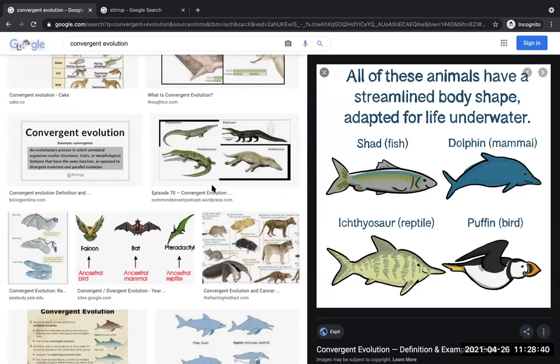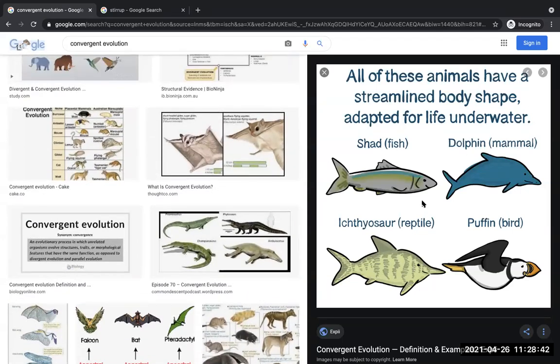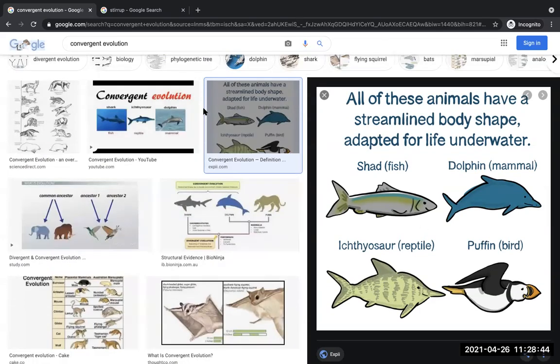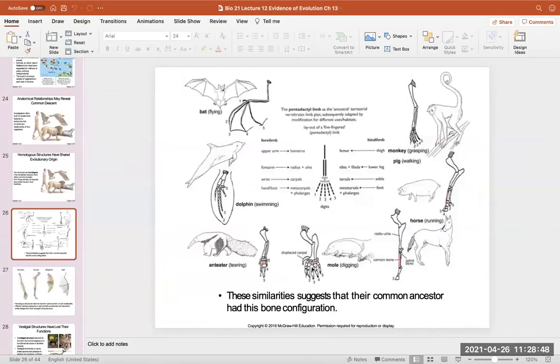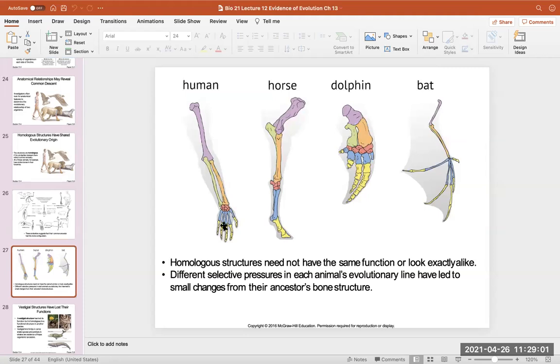Mm-hmm. So divergent, and this is convergent evolution. Divergent is when we're saying they're sharing the ancestors. So here, they have the same bones and it might differ a little bit, modifications happen over generations, but they're sharing a common ancestor. So that's why they look similar, or they have similar bones here.